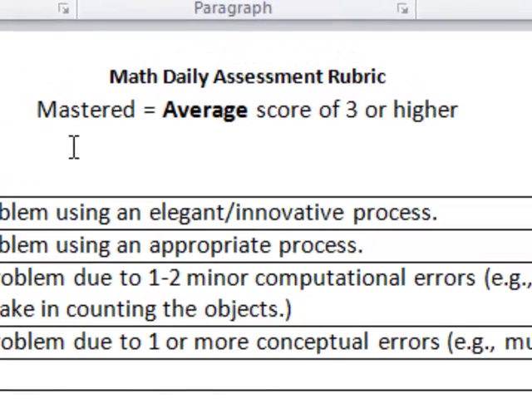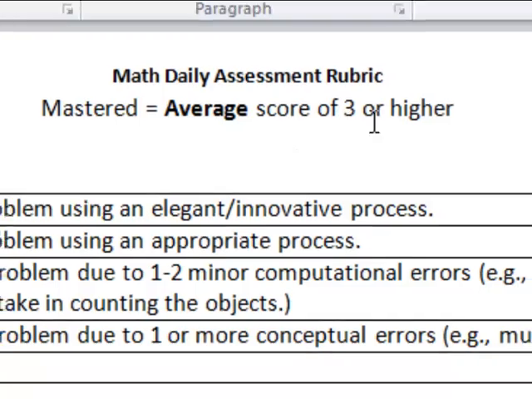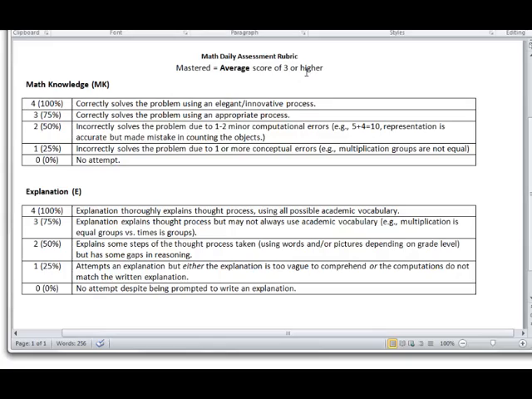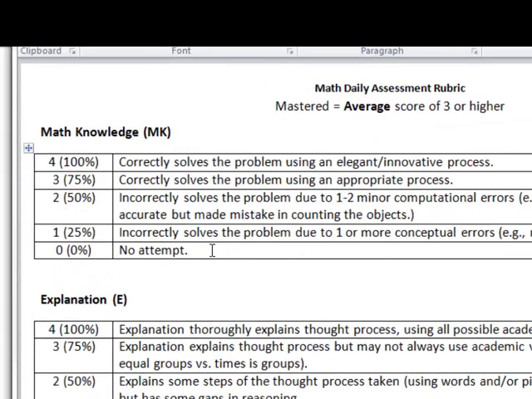Notice that mastered is an average score of 3 or higher, yet our scale goes from 0 to 4. So for math knowledge, a 4 means that students are going to solve the problem using a rather elegant or innovative process. A 3, again, mastery, students correctly solve the problem using an appropriate process. So if they ask for partial products, you see evidence of partial products. A 2 means they incorrectly solve the problem, maybe due to minor computational errors. So maybe the representation is accurate, but they made a mistake in counting the objects in the picture.